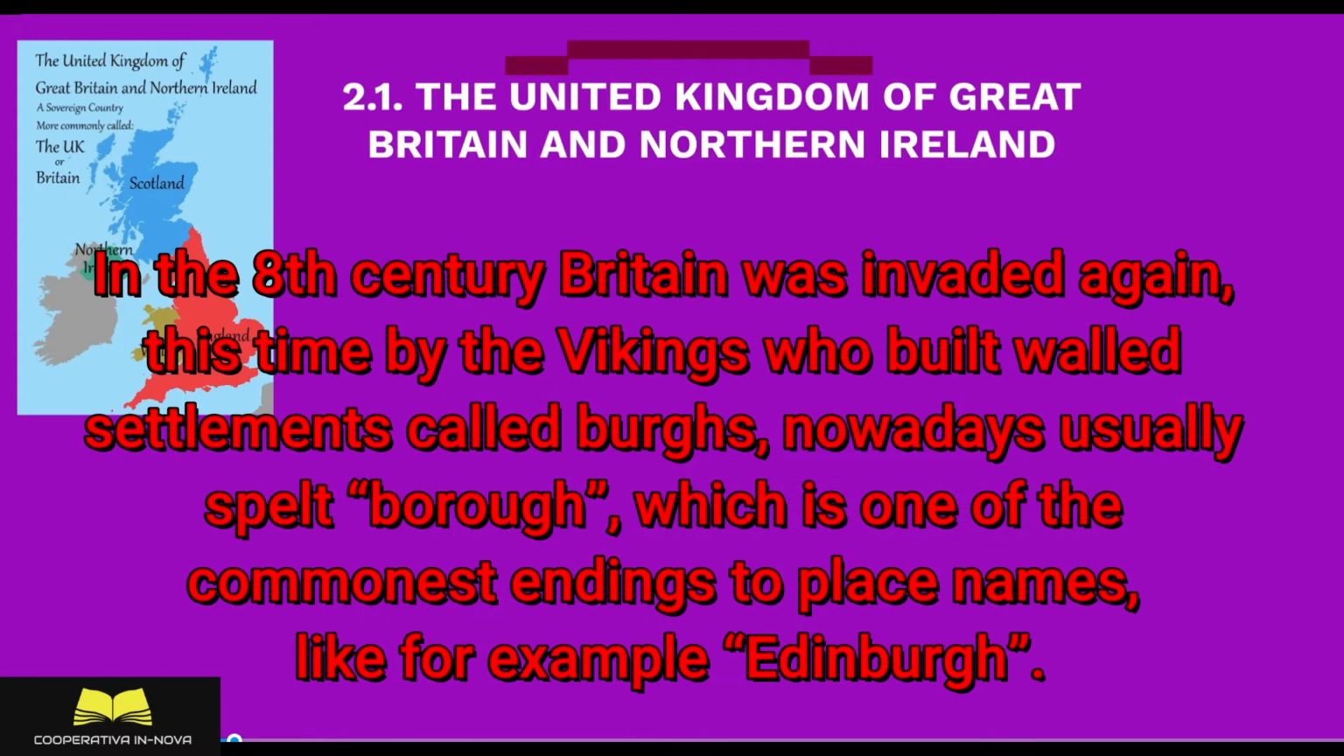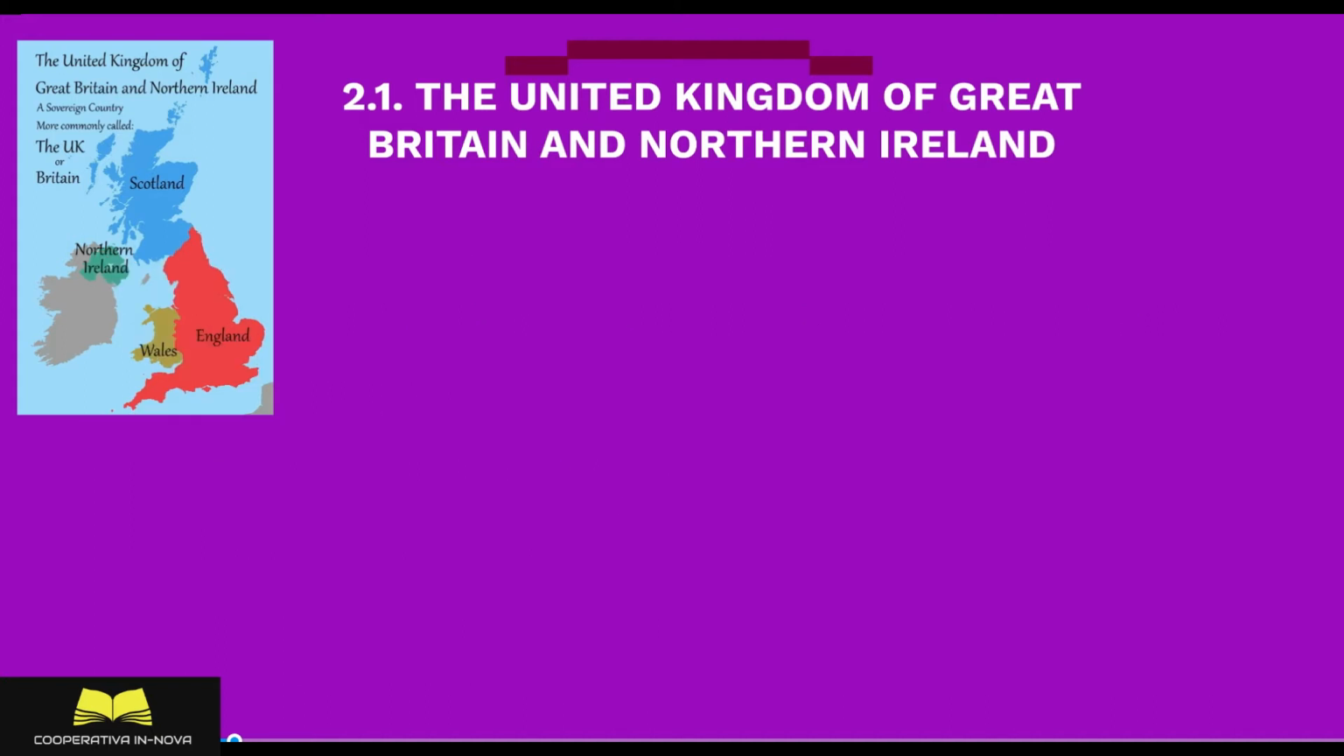In the 8th century Britain was invaded again, this time by the Vikings who built walled settlements called burgs, nowadays usually spelt borough, which is one of the commonest endings to place names, like for example Edinburgh.